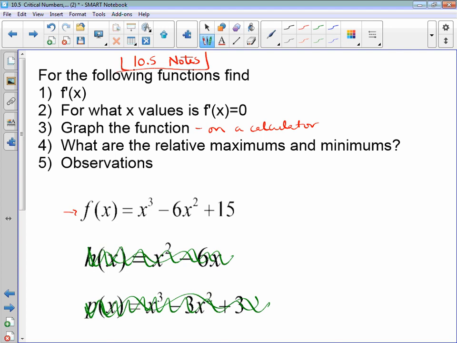F prime of x, so you can find like the second derivative. The derivative of the derivative, yes. We'll do that later. So guys, I'll give you some time here, jot it down, go through that, talk to each other as you're doing it if you need to.